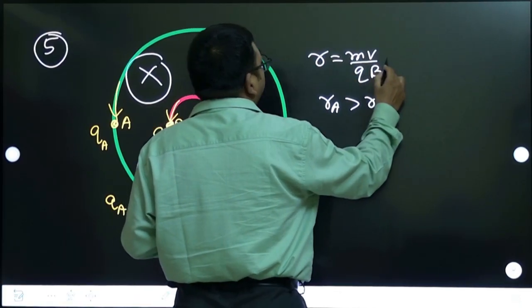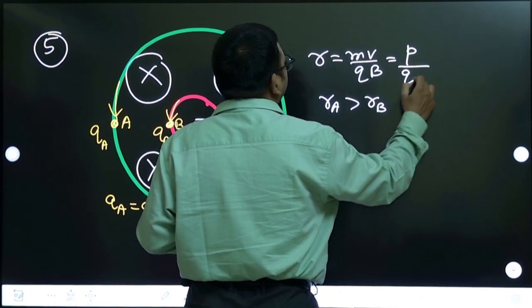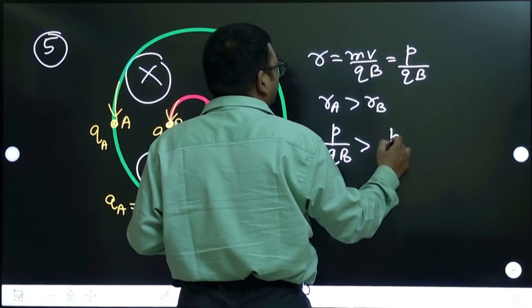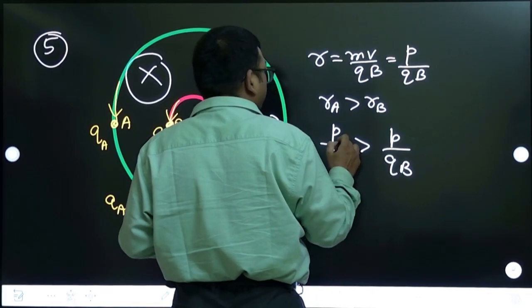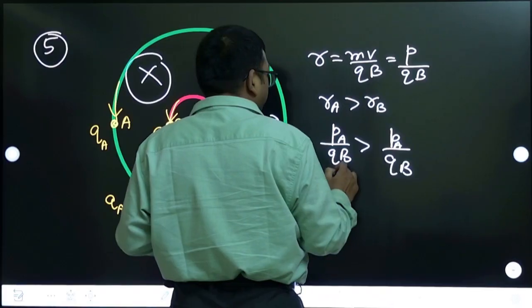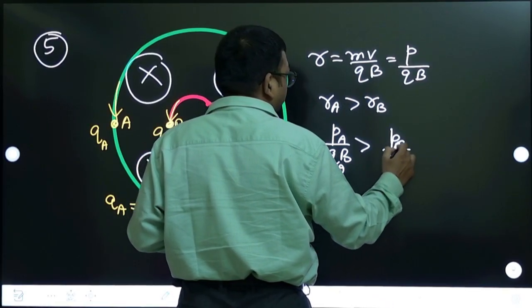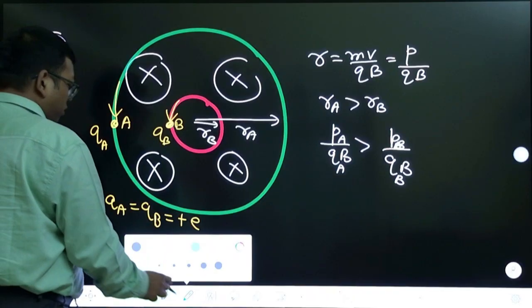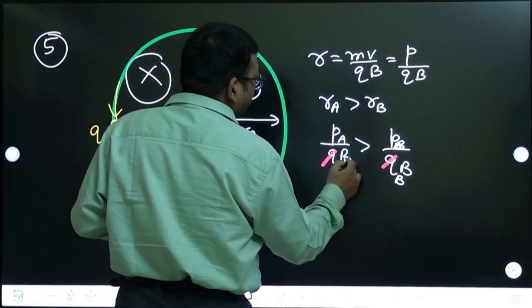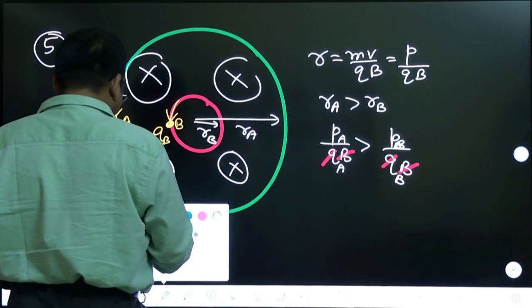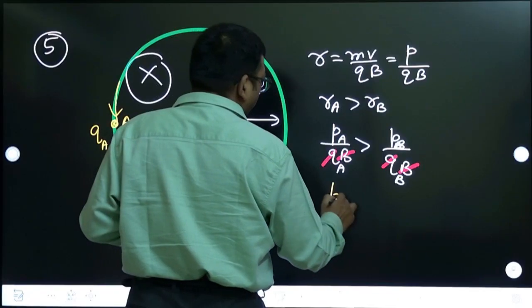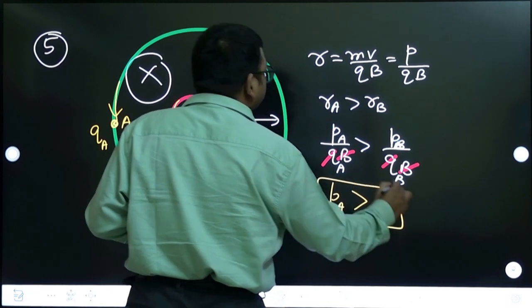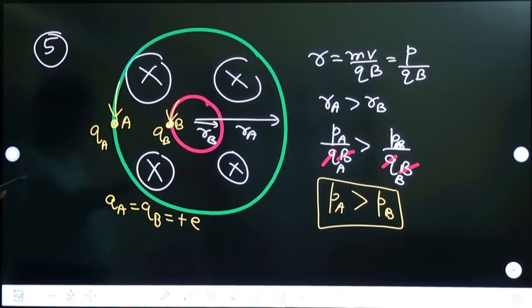So mv is nothing but momentum. You can write momentum by qB for A is greater than momentum by qB for B. Here definitely we can cancel out the charge, because the charges of A and B are the same, and B is also the same. So definitely we can say that momentum is the product of mass and velocity, right? So the momentum of A must be greater than the momentum of B, correct?